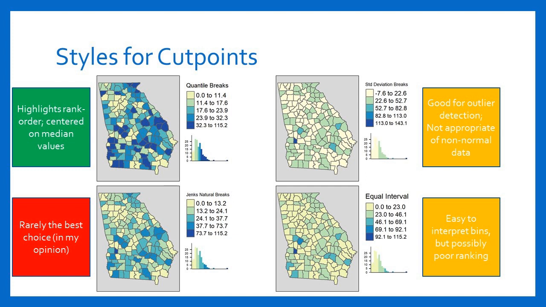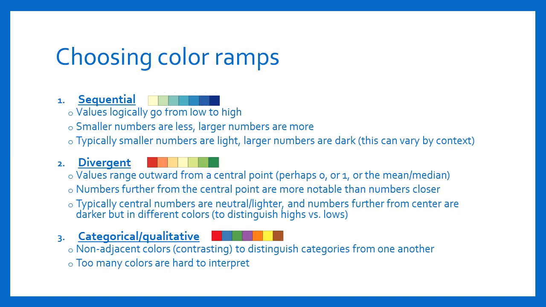So that's my opinion. Okay. Now, another note on color, it's not just which colors you choose, it's also how they are arranged. And there's actually 3 kinds of ways we can do this on choropleth maps. The most common is sequential. So that's where the colors go from light to dark, and they represent underlying numbers that logically go from low to high.